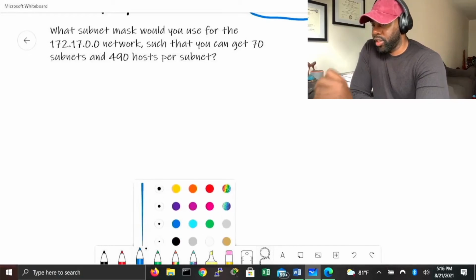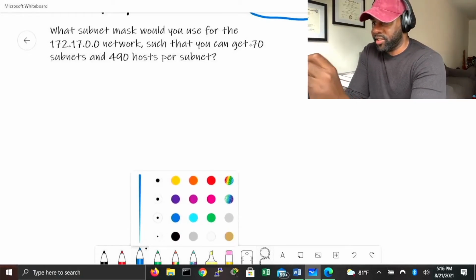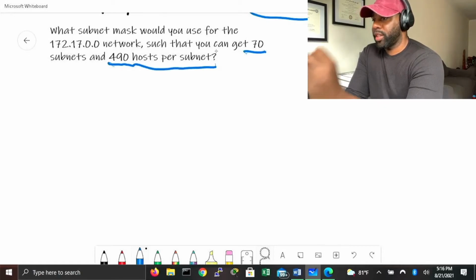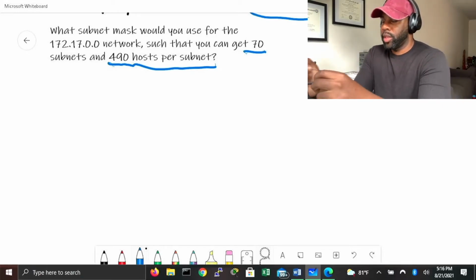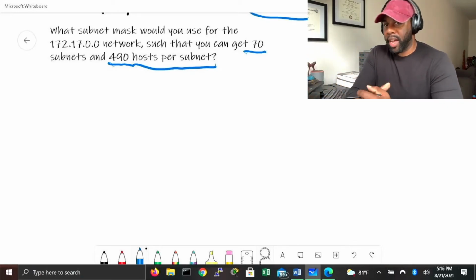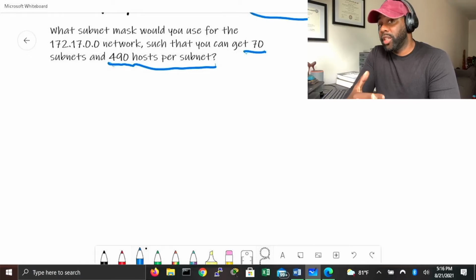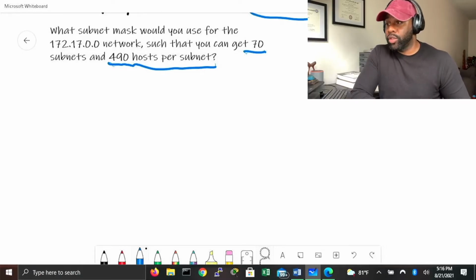Now with this, you have to be familiar with your base 2 exponents. So I'm looking at this right now. Let's just look at, it says such that you can get, let's start here, 70 subnets, 490 hosts per subnet. I know right off the bat that I can use base 2 to get as close to that number as possible. And I know there's going to be some waste somewhere, but that's actually good because it gives the company that we're subnetting for some room to grow into those subnets and hosts.